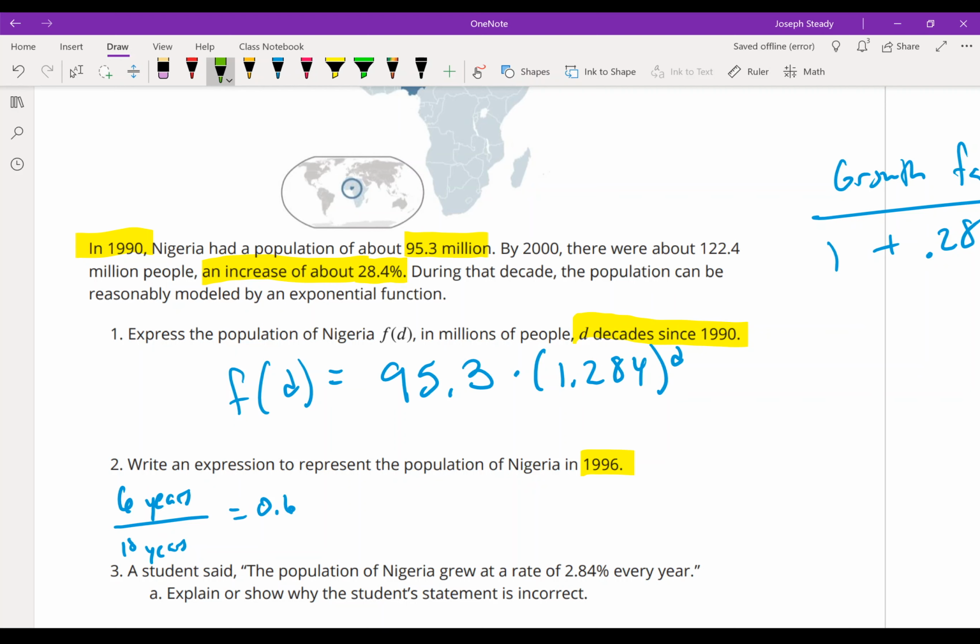So my expression is going to be 95.3 times 1.284, and the exponent is going to be 0.6. Now, I do want to point out you could technically also put 6/10. That's also fine. I'm just going to put the decimal here because we already found what it was. But you can also use a fraction.